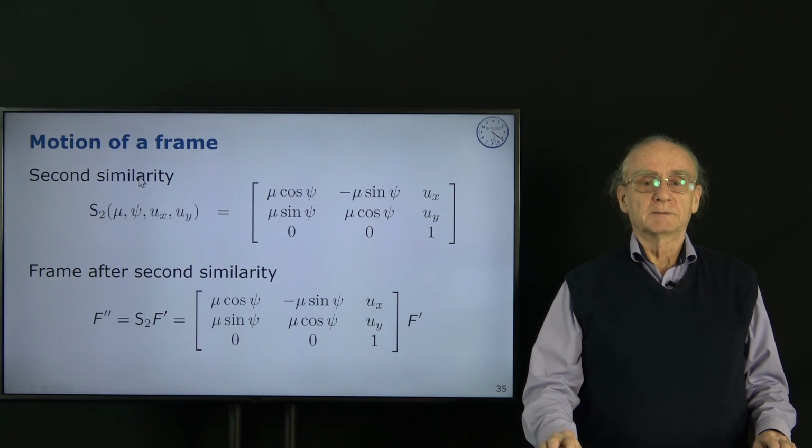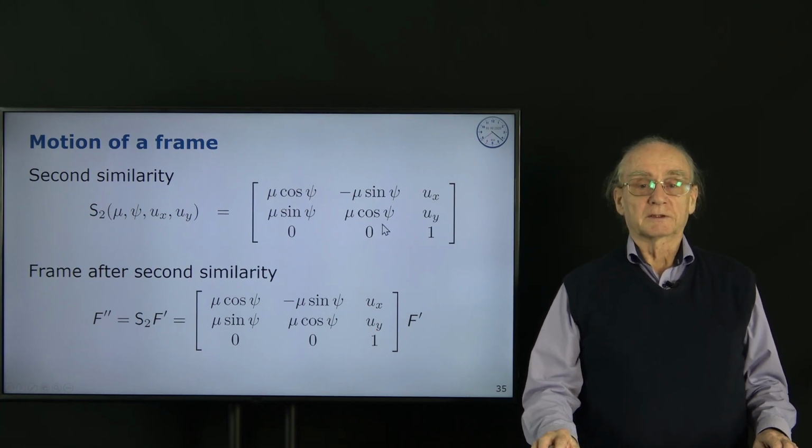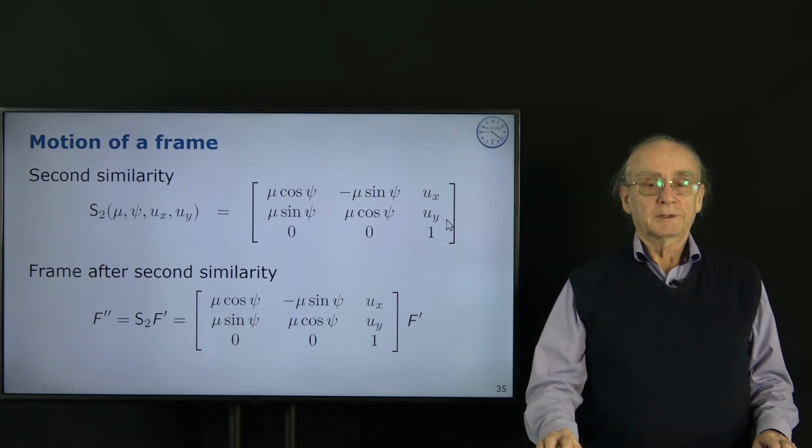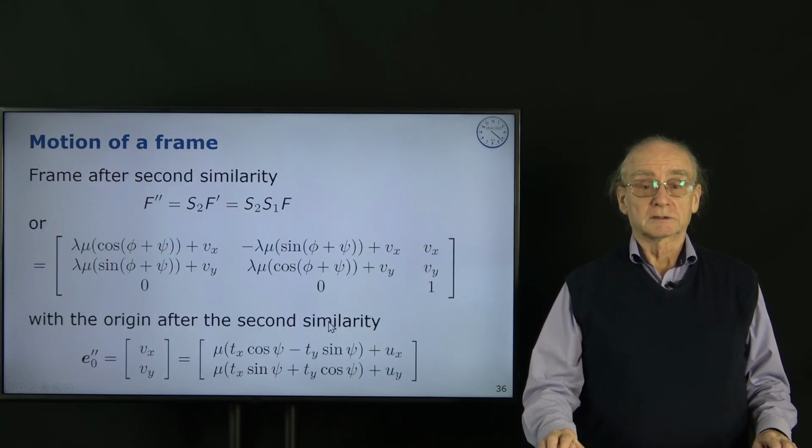Now let's assume we have a second similarity with some factor mu, with some rotation psi and some translation vector ux, uy. So this is this matrix. So we have here mu cosine psi and ux, uy, etc. And now we have to multiply the already transformed frame, the new frame F prime, with this matrix. Now let's do this. This is this matrix.